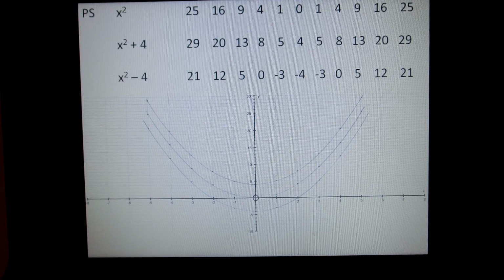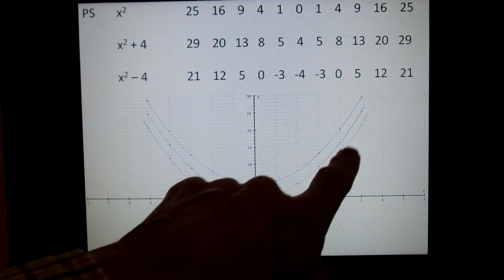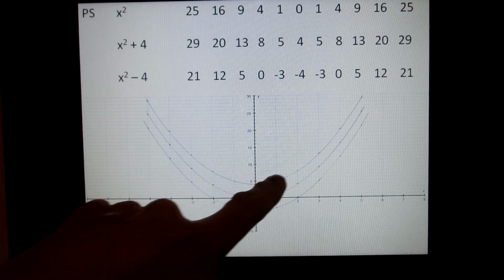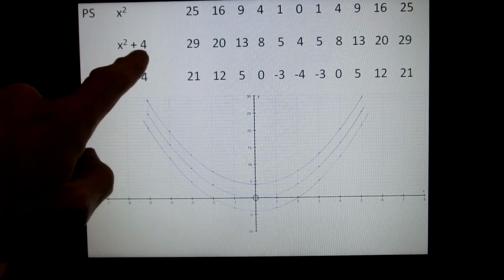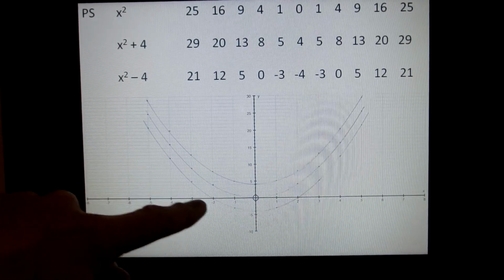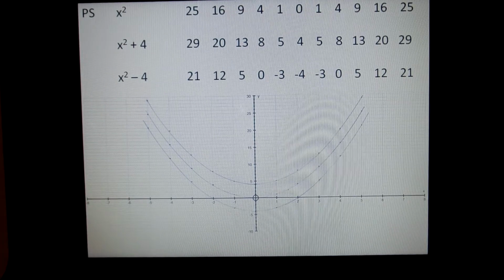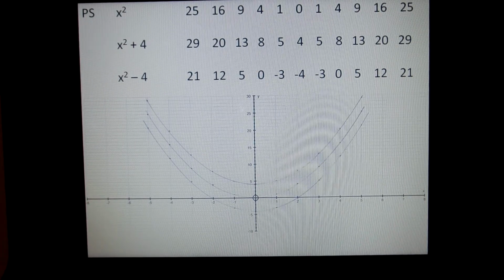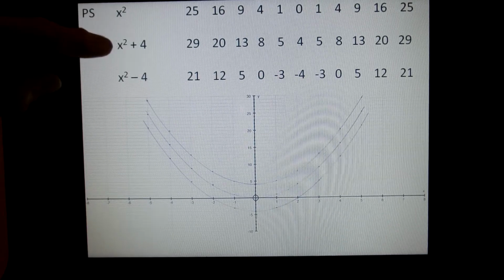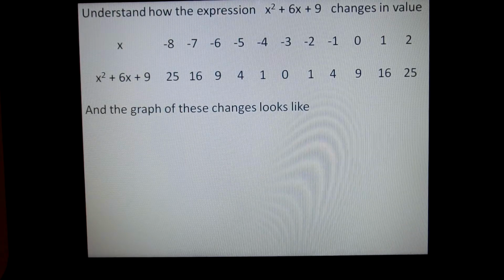So the graphs look like this. The one in the middle is the original one, the graph showing how x squared varies. This one up here, the higher one, is showing how x squared add 4 fluctuates. And the lower one, lowest of the three, shows how x squared subtract 4 varies. So we've got 3 square graphs or quadratic graphs showing how these expressions vary. Now we've got a more complicated expression.